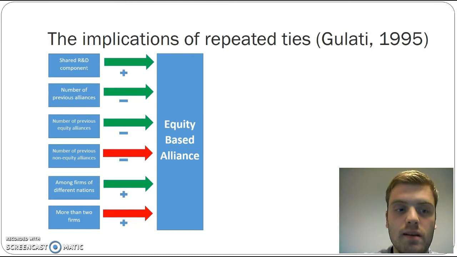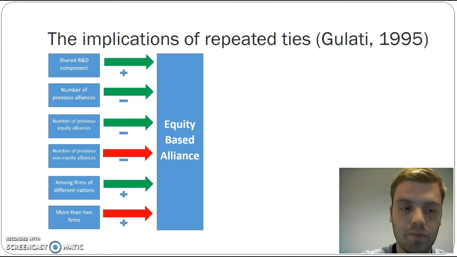They also expected that with a greater number of previous non-equity alliances between partners, it would also be less likely that the new alliance would be equity based. But this is not supported, and that is probably because they haven't built up the trust yet, and loose contracts, etc., don't lead to very good interaction in the past.